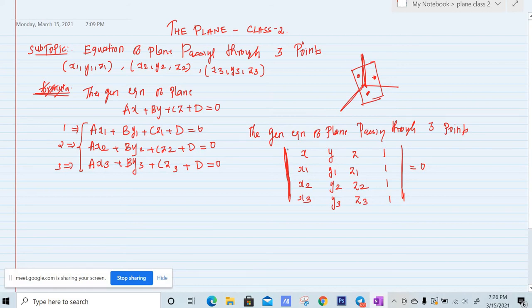Now you may wonder how we got this formula. If you solve the system of simultaneous equations, you will get this formula. The proof is not required, and there is also no proof for this formula in the book. So you can directly use this formula to find the equation of plane passing through 3 points, right? So we will do some problems based on subtopic 3. So we move on to problems.